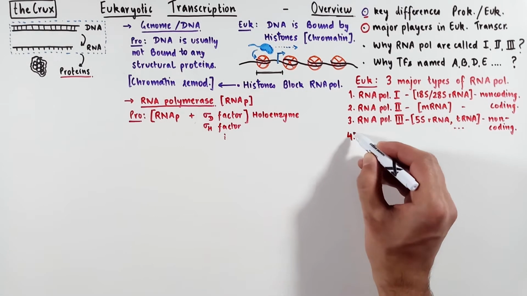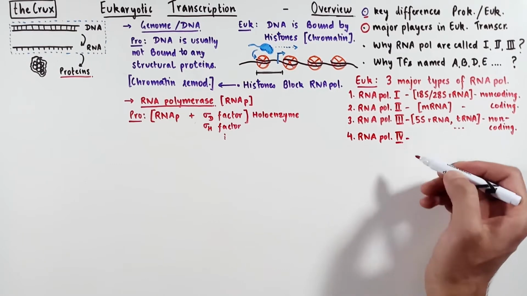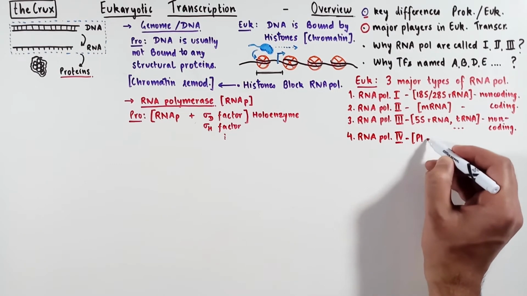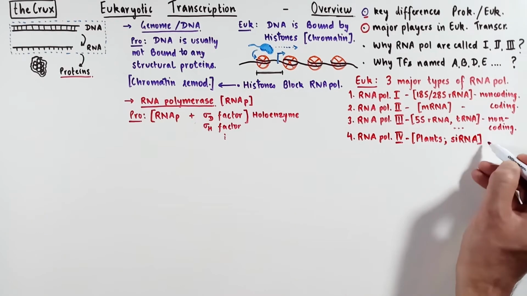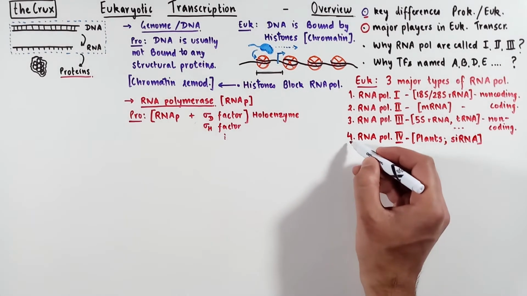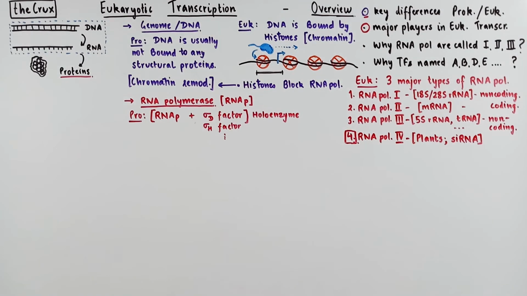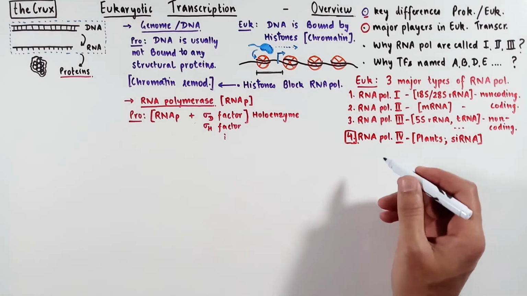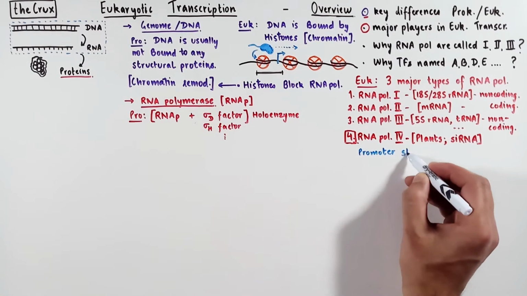Actually, there's a fourth type of RNA polymerase as well, and so far it has only been found in plants, and it is involved in some siRNA-like mechanisms. This last polymerase is considered to be non-essential, meaning that you can knock it out of a plant and the plant will survive. Now quickly, I would like to link this to the promoter structure of genes.